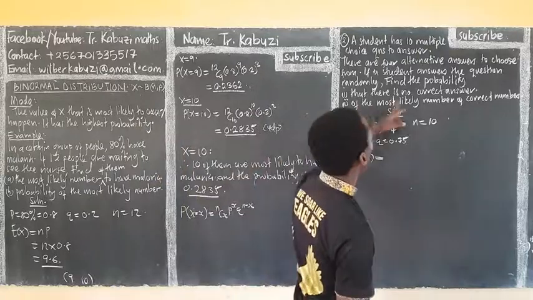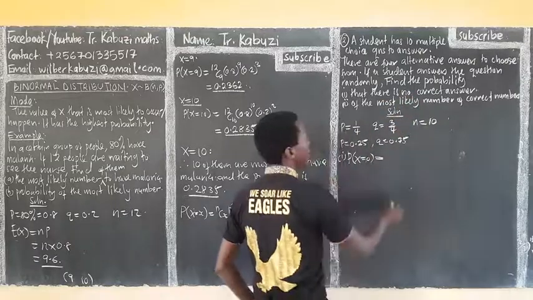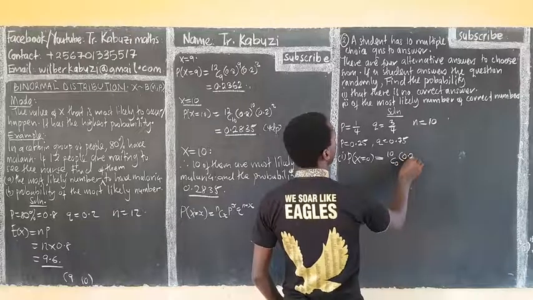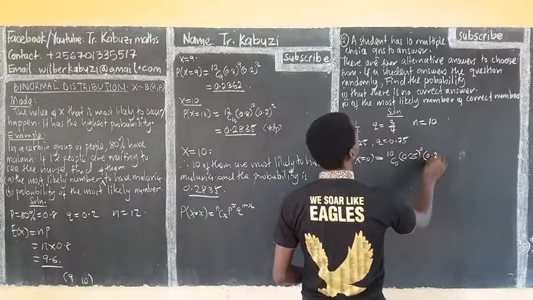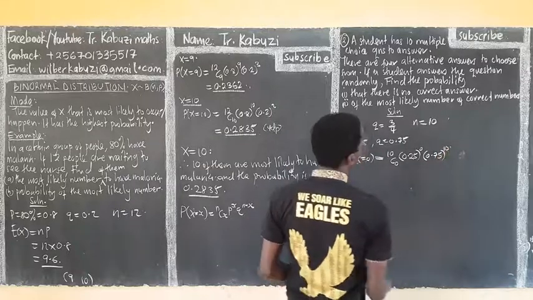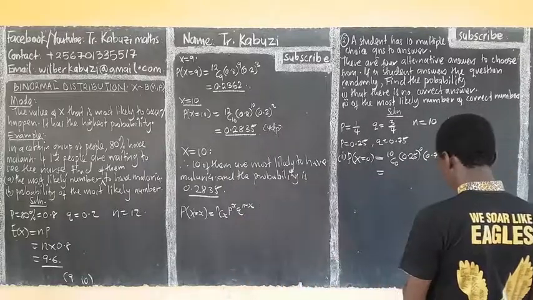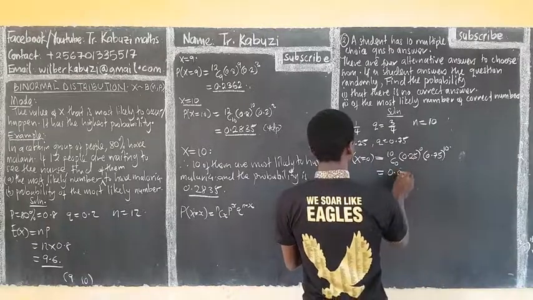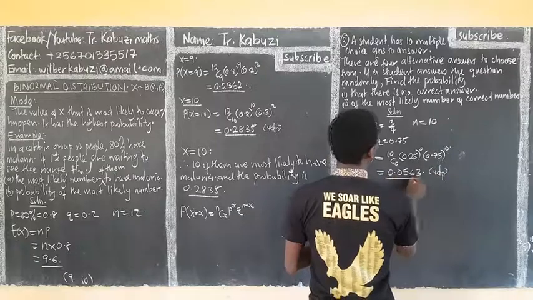So the probability that there is no correct answer from the 10 questions: I have 10 combination 0, then 0.25 power 0, then 0.75 power 10. And the value you get here is 0.0563. I'm giving it to 4 decimal places.